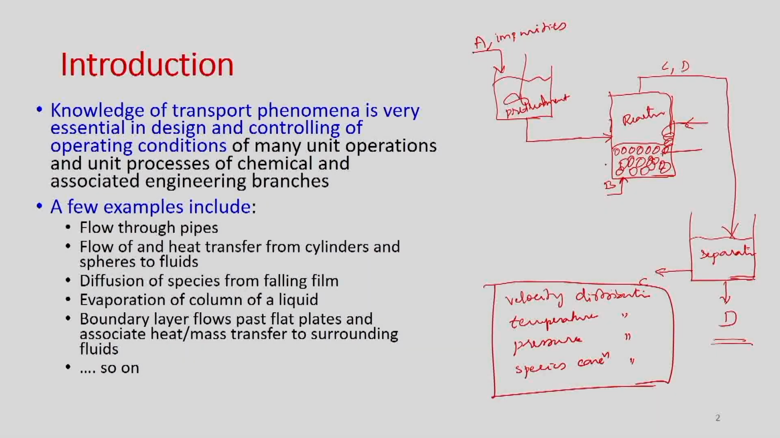These pipe connections may be horizontal, vertical or inclined in general. So in these cases, if you know the distributions of the fluids which are going to be treated in this entire process, if you know these details, you can control the process properly. You can control the process very properly.